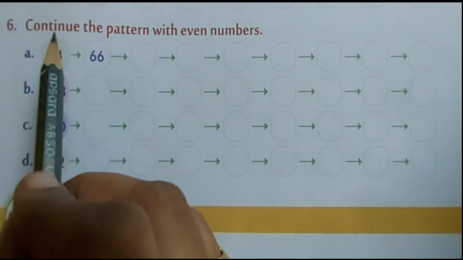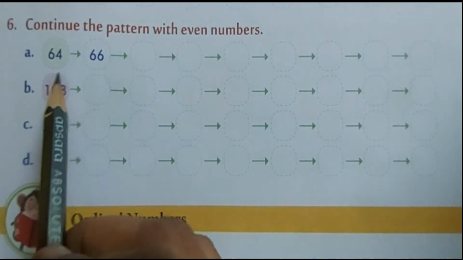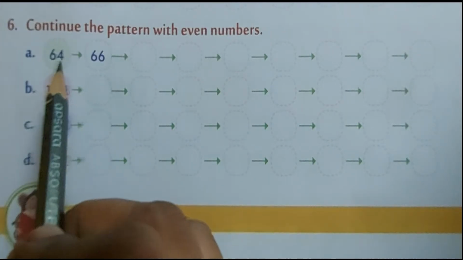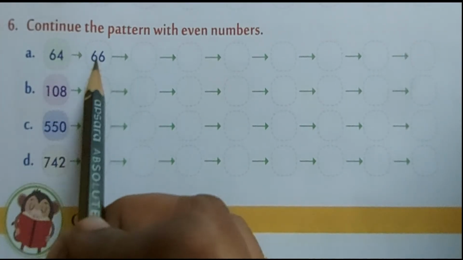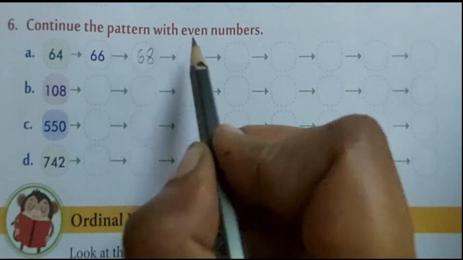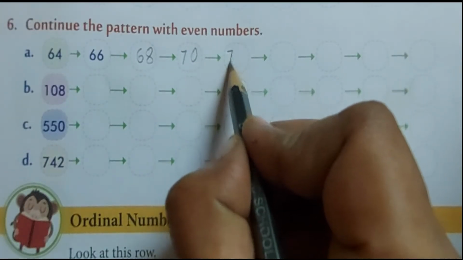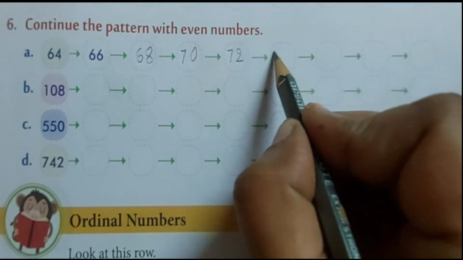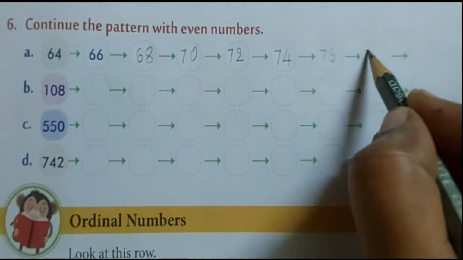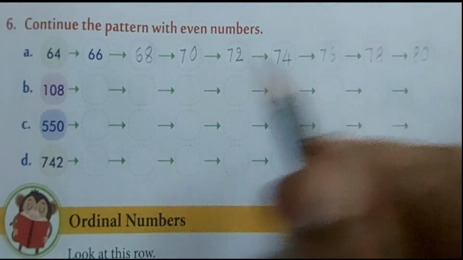Read the next heading. Continue the pattern with even numbers. We have to write the even numbers. First one 64. 64, the next even number is 66. Next even number 68. Next one 70. 70, after that the even number is 72. Next even number 74. Next one 76. Next 78. 78, after that the even number is 80.